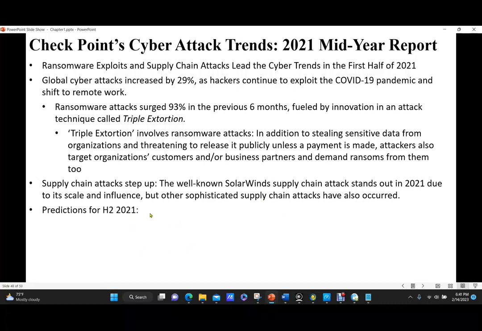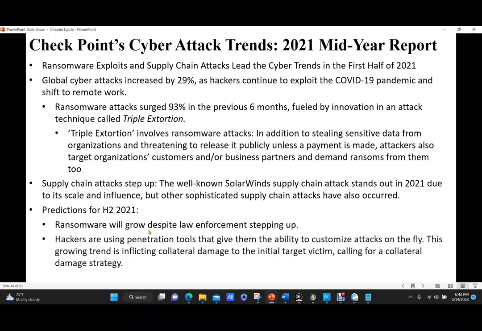They predict for 2021 that although law enforcement and government enforcement were stepping up to work against ransomware, it would continue to grow. Hackers are using sophisticated penetration tools that allow them to customize attacks on the fly. This is inflicting collateral damage, not only to the initial target victim, but to others as well.